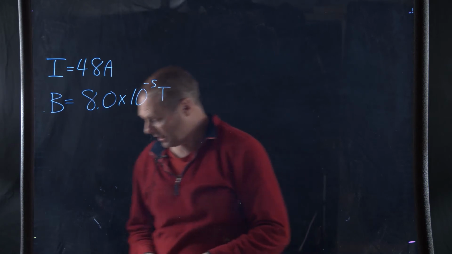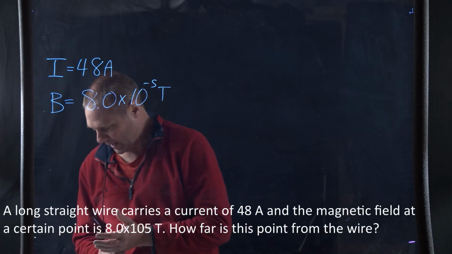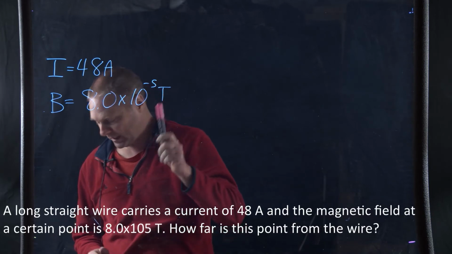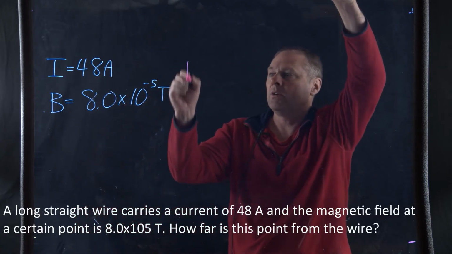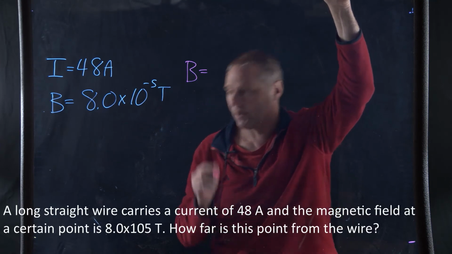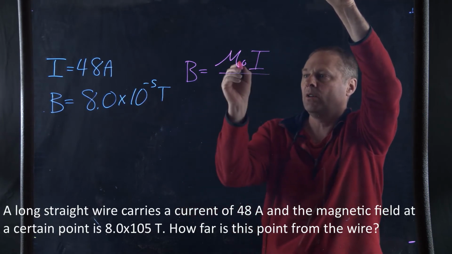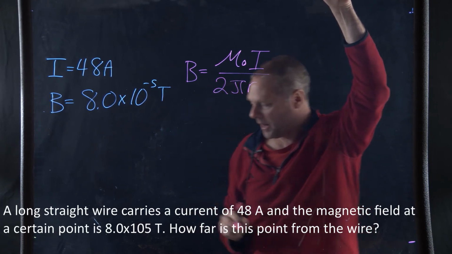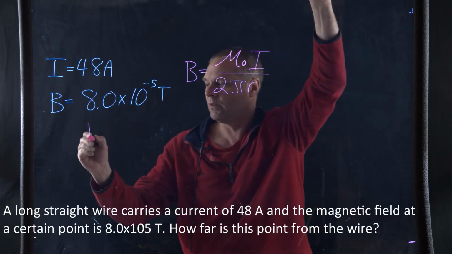The problem we have next reads as following. A long straight wire carries a current of 48 amps and has a magnetic field at a certain point of 8.0 times 10 to the negative fifth Tesla. How far is the point from the wire? Well, we can look at the equation for the magnetic field that is generated from the current within a wire, and that's going to be mu naught I all upon 2 pi r. And what we're going to be solving for here is the radius.